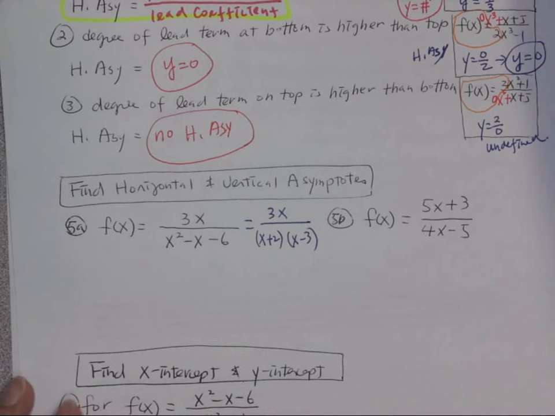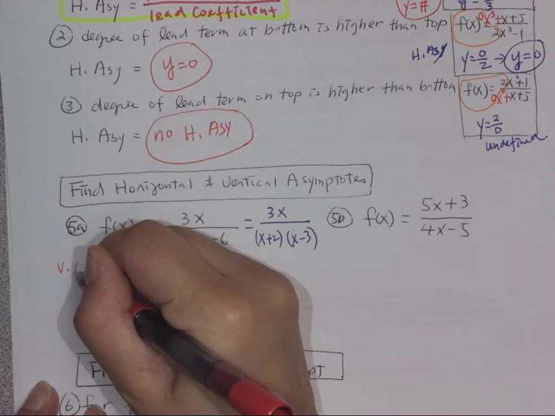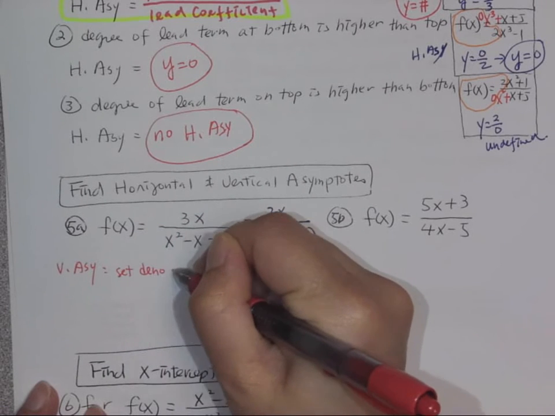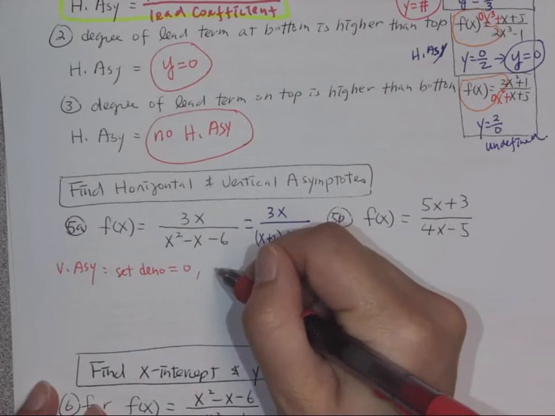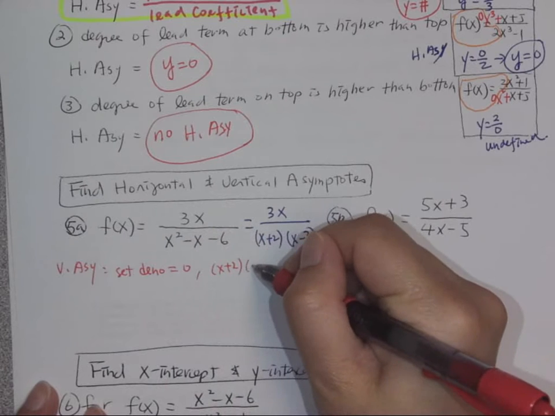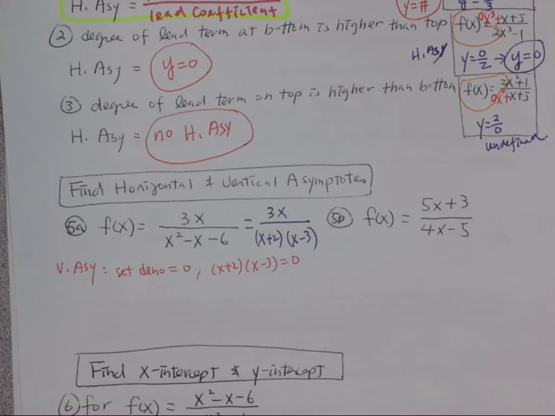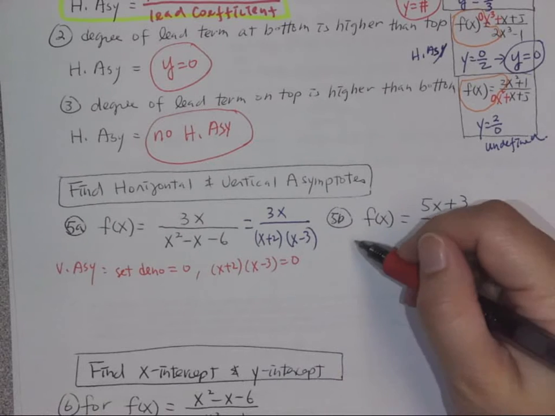But if they want to find the vertical asymptote, remember we need to do what? Set denominator equal to 0. So x plus 2 times x minus 3 equal to 0. What is your vertical asymptote?